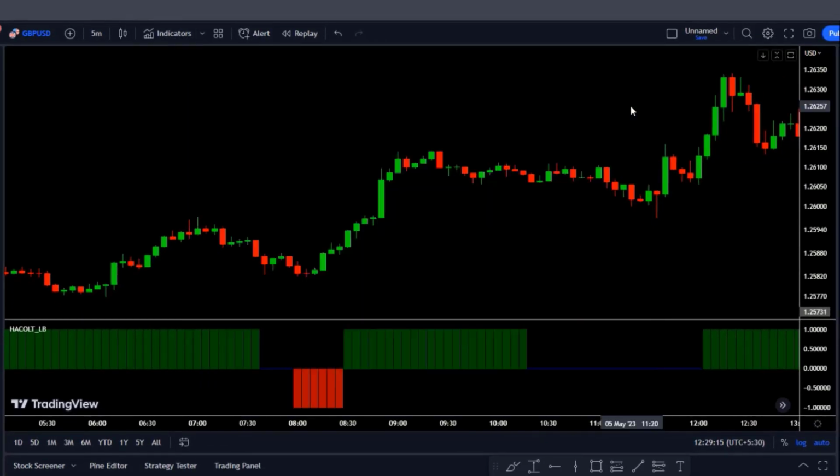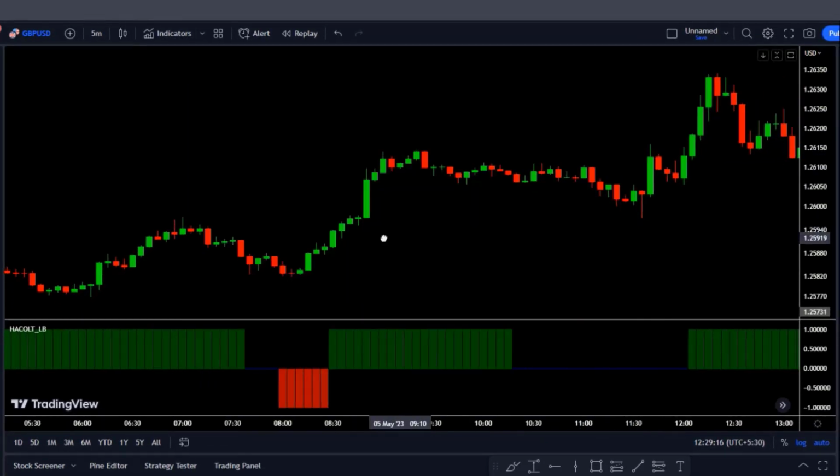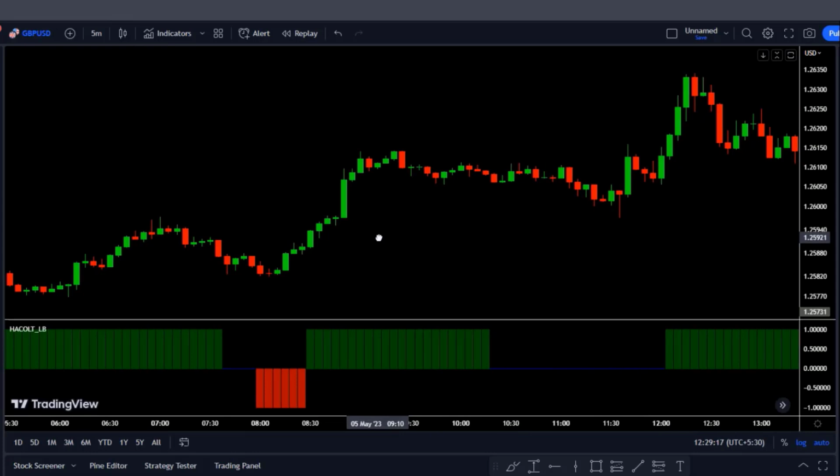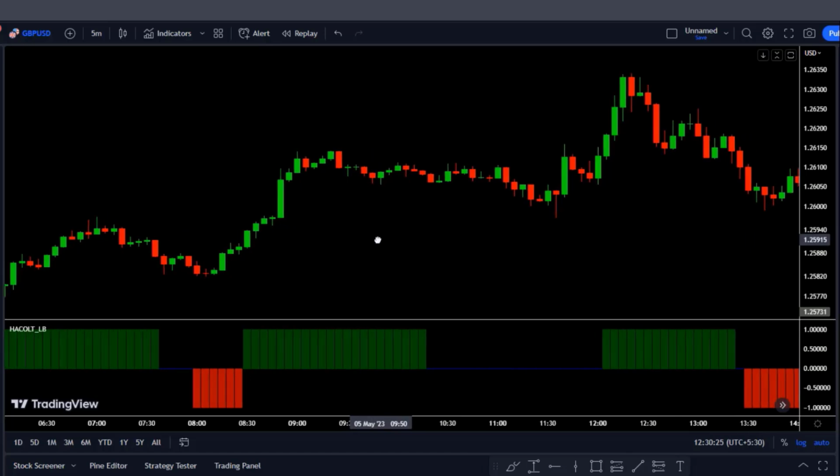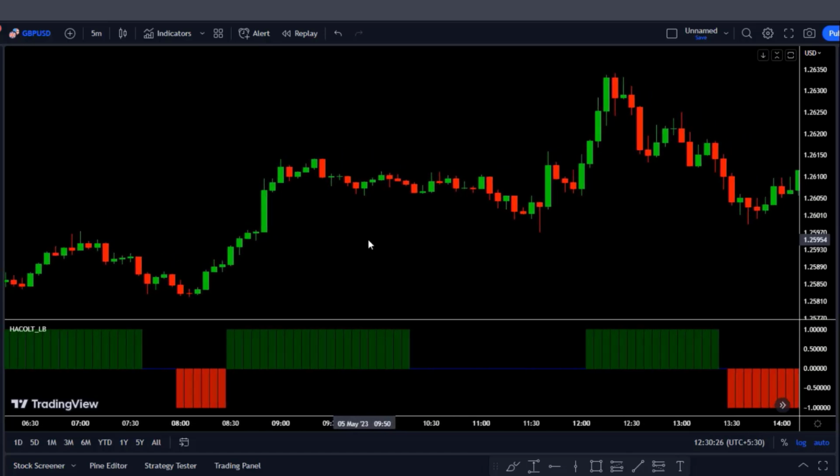OK. This TradingView indicator is based on the Heiken Ashi candlesticks and incorporates several other technical analysis techniques, including triple exponential moving average and exponential moving average. This indicator aims to identify potential trend reversals and filter out the noise in price movements.